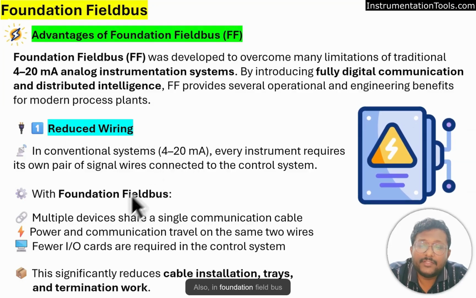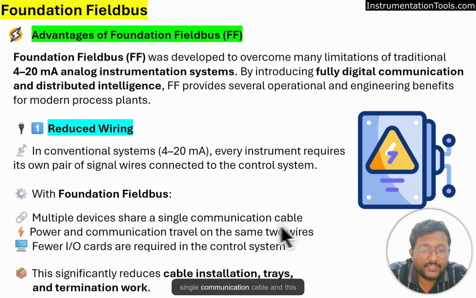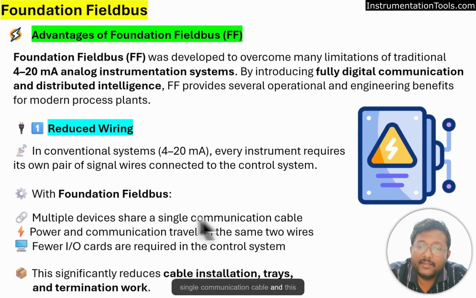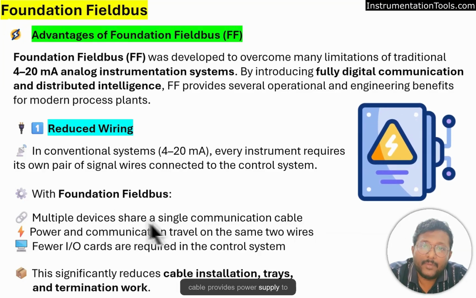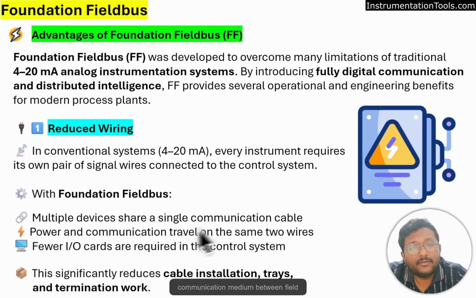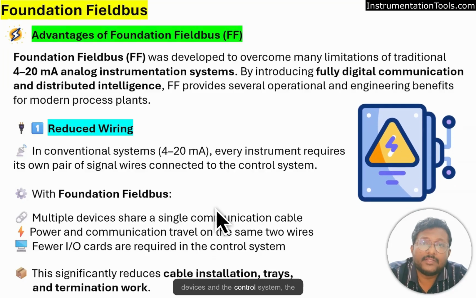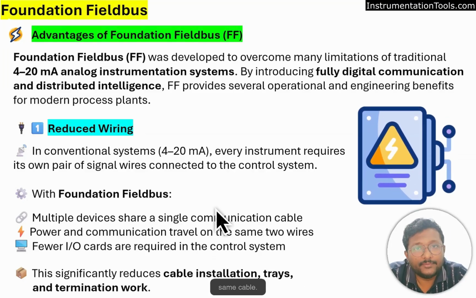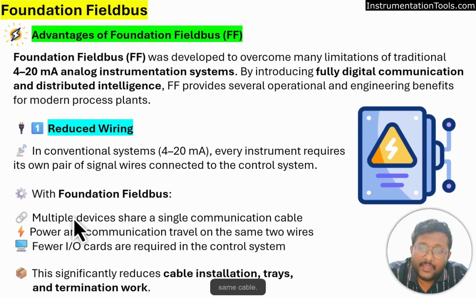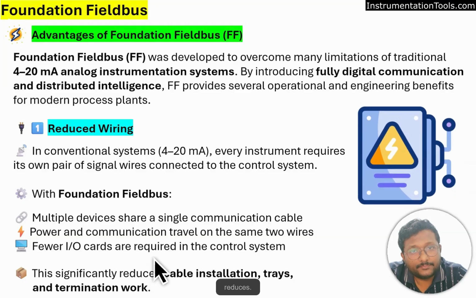Also, in Foundation Fieldbus, multiple devices share a single communication cable, and this cable provides power supply to these devices and also provides the communication medium between field devices and the control system, the same cable. Again, the number of IO cards is also reduced.